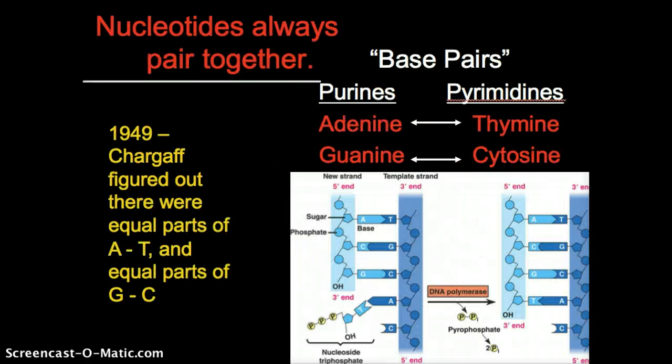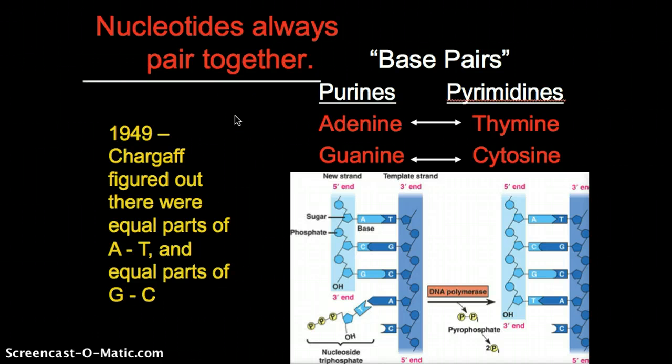So nucleotides are always going to come in pairs, and this is the way they pair. A is always going to pair with T, so adenine always pairs with thymine, and G is always going to pair with C, so guanine to cytosine. Yes, you need to memorize that. Yes, you will be applying that in the next little bit. So A goes to T, G goes to C.